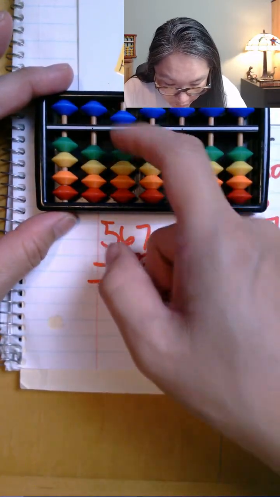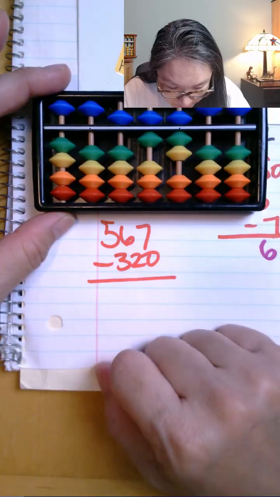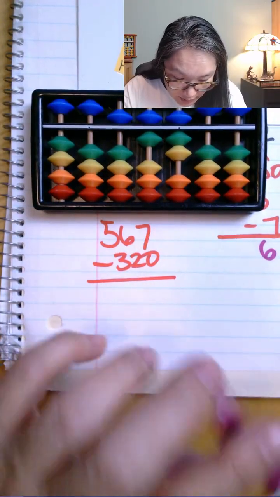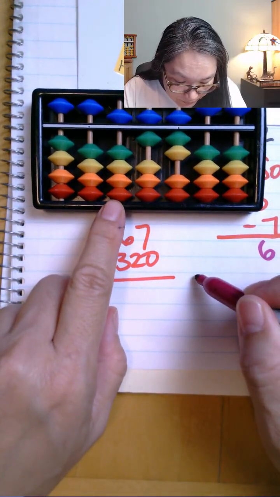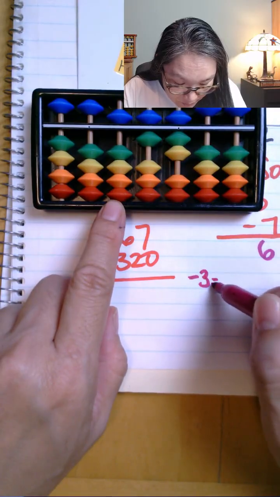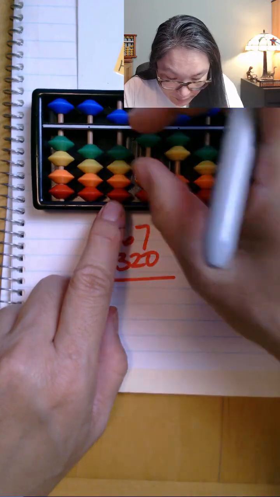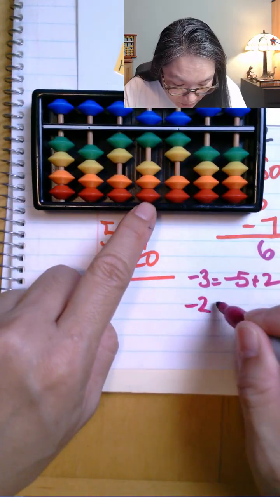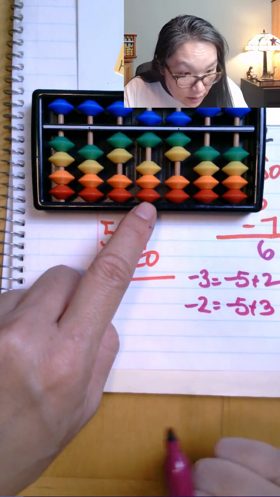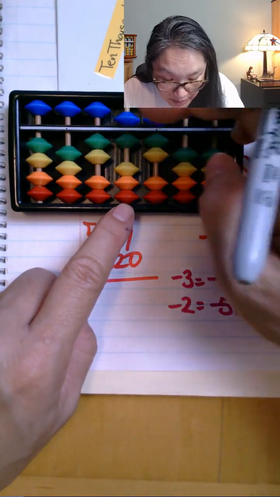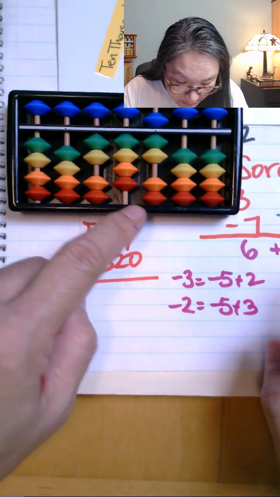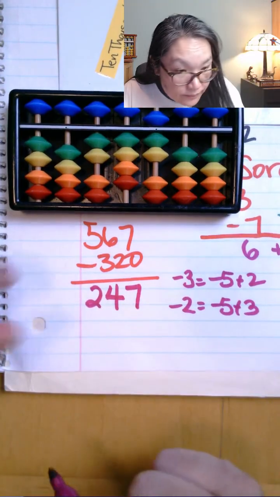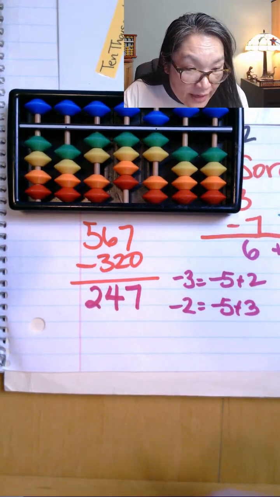So that was the answer. What is the question? So we do 567, right? Take away 32. Take away 3. To take away the 3, minus the 3 is equal to minus the 5 plus the 2. So I minus the 5 plus the 2. And then minus 2. Minus 2 is equal to minus the 5 plus the 3. So I minus the 5 plus the 3. And then 0. So my answer is 247. I don't know if that was fast.